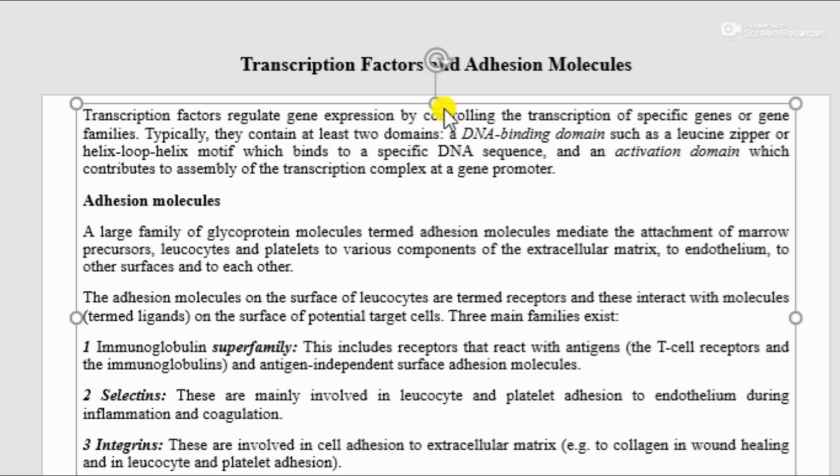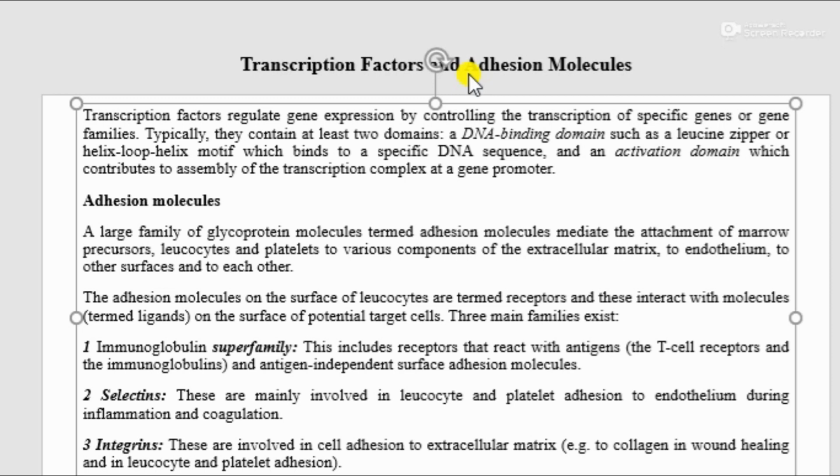damage. The adhesion molecules on the leukocytes are termed receptors, and they interact with molecules on target cells. What are the target cells? Where they want to go for their function. The adhesion molecules are mainly classified into three types of families. One is the immunoglobulins, the other is selectins, and the third is integrins.